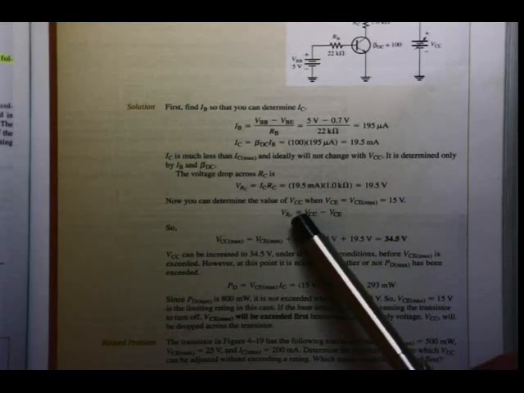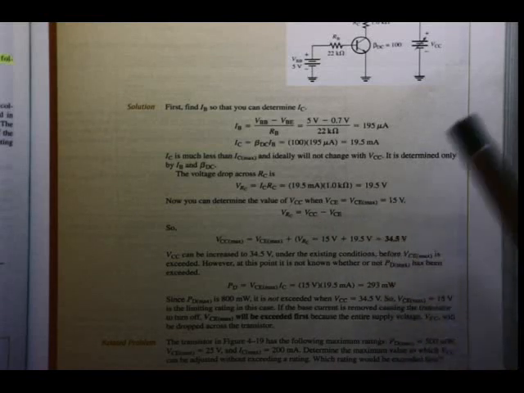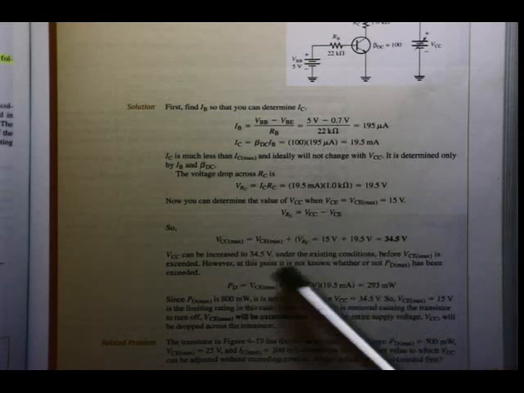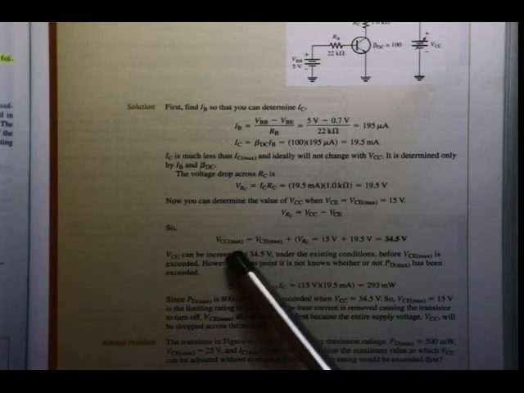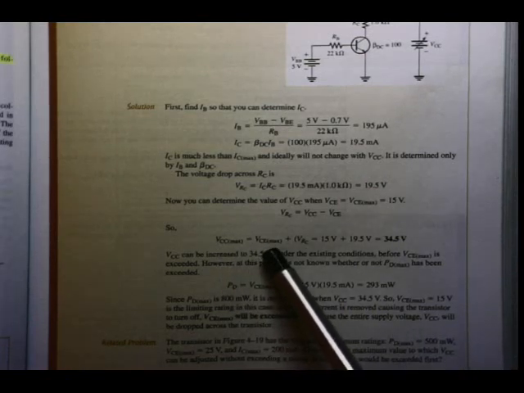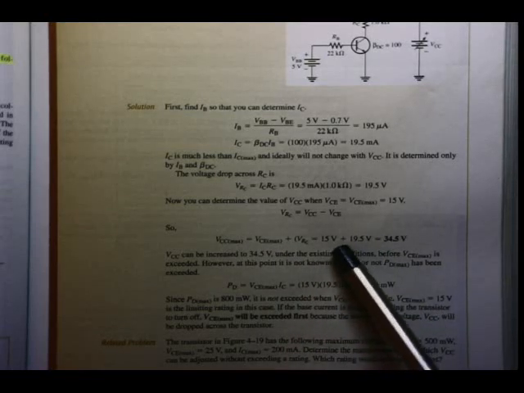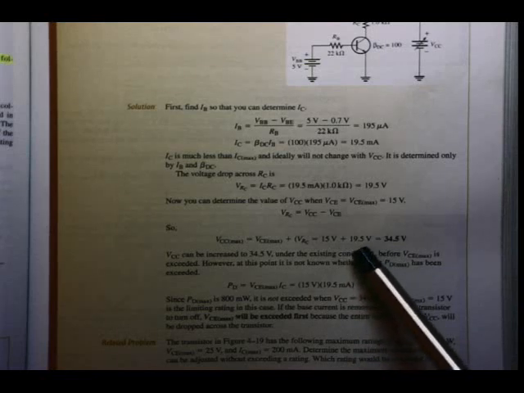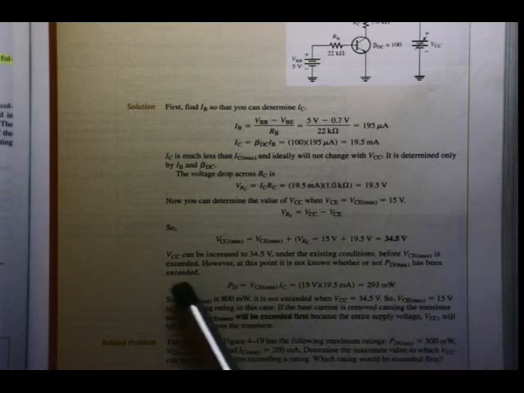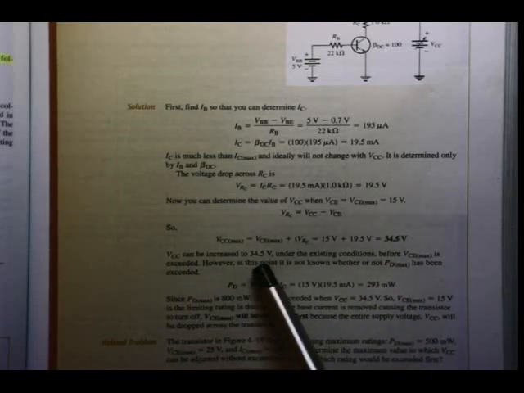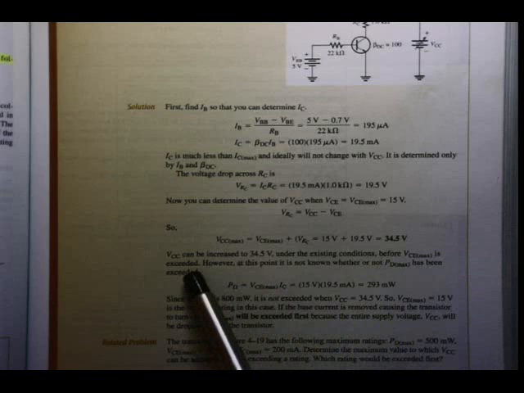Now I can also determine the value of VCC when VCE is equal to VCE max, which is 15 volts. So VRC then, using Kirchhoff's law, is VCC minus VCE. So VCC max is going to be VCE max plus VRC, which is 15 volts plus the 19.5 volts that we've calculated, giving me 34.5 volts. Now, VCC can be increased to 34.5 volts under the existing conditions before VCE max is exceeded.